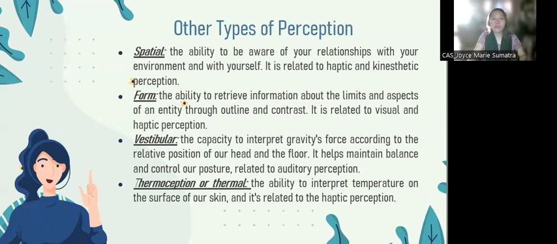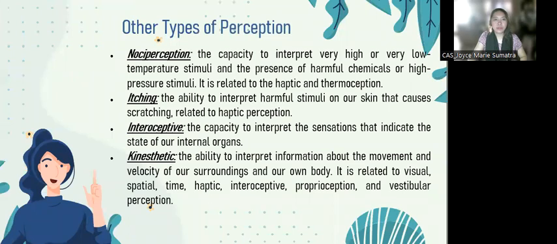Vestibular, it helps maintain balance and control our posture. This is related also to auditory perception. And thermoception or thermal is the ability to interpret temperature on the surface of our skin. So other types of perception is nociception, the capacity to interpret very high or very low temperature stimuli. Itching is the ability to interpret harmful stimuli on our skin that causes scratching.